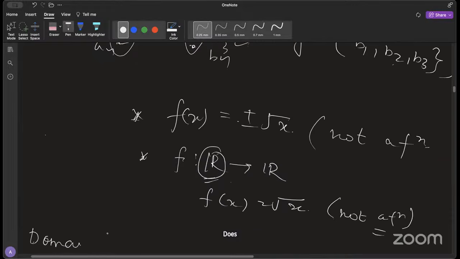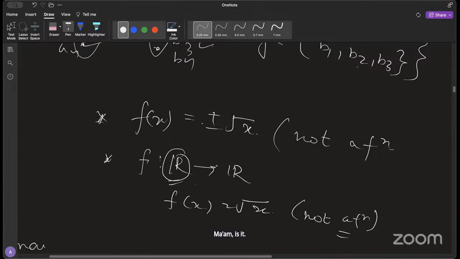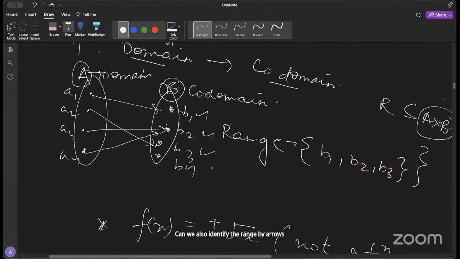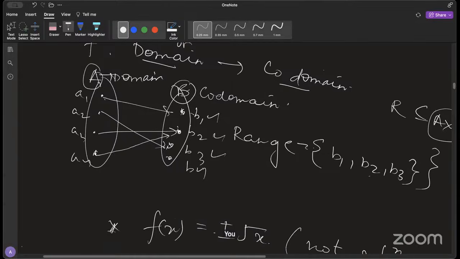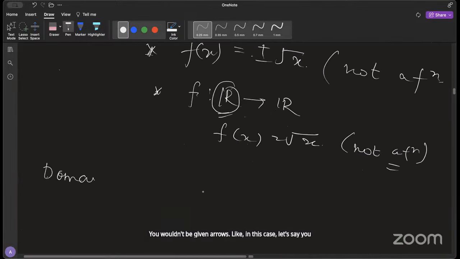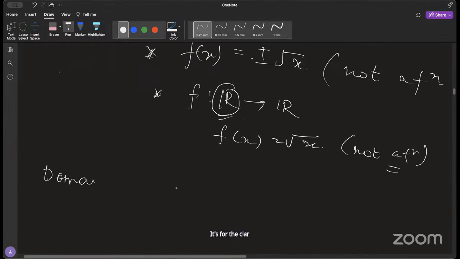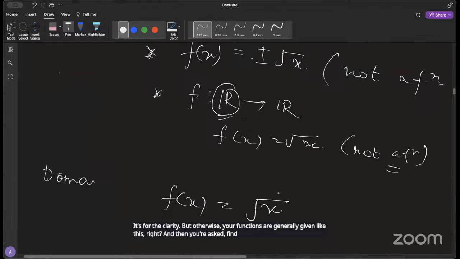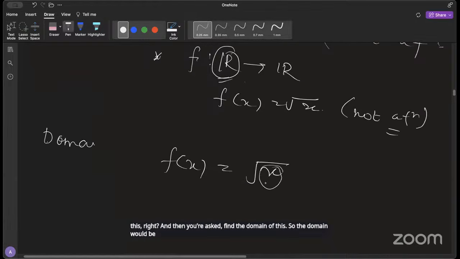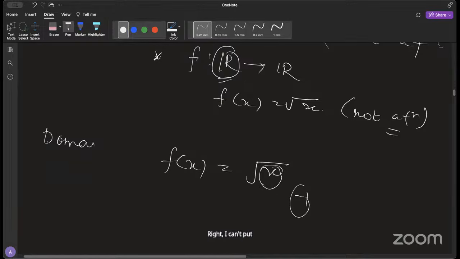Can anyone also identify the range without arrows? You wouldn't be given arrows. This is just to see clearly what domain, codomain, and range mean, for clarity. Otherwise, your functions are generally given like this, and then you are asked to find the domain. The domain would be the values that you can put here. I can't put -1 here. It's not defined. So -1 is not in the domain.